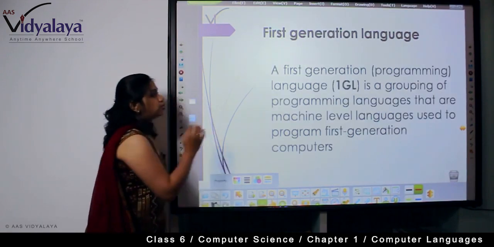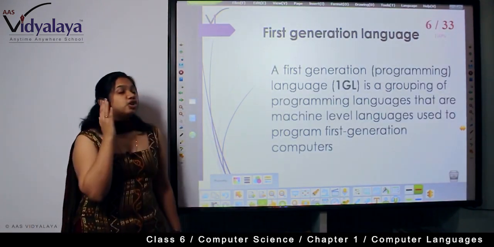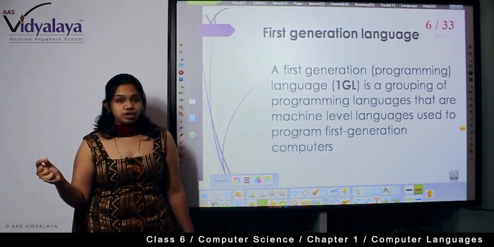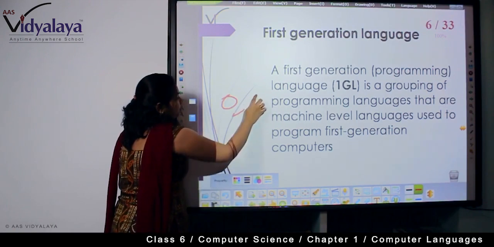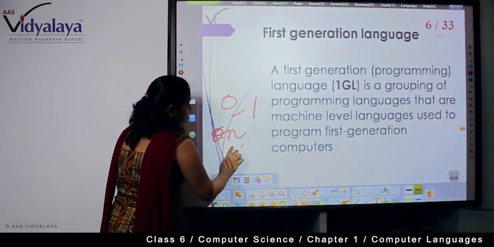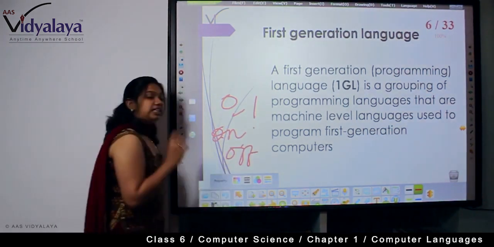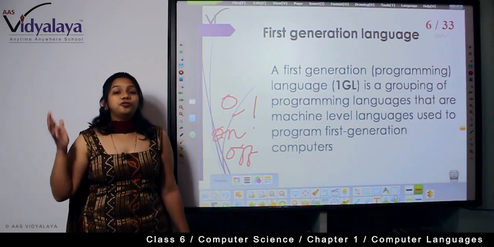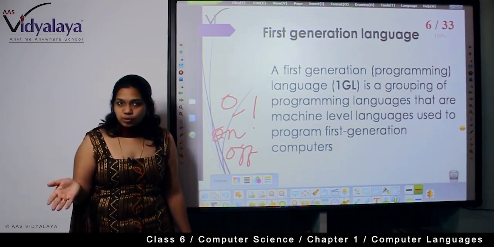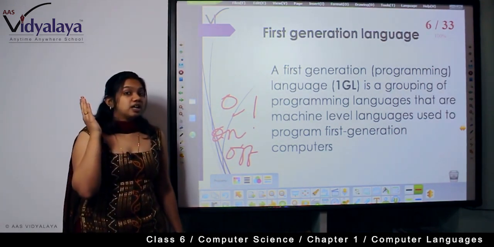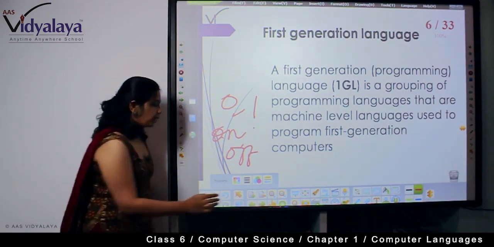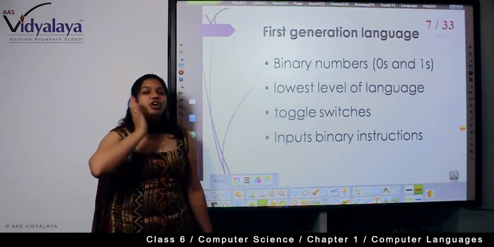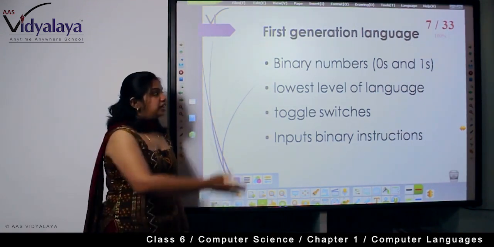Okay, so what else do we know about the language? They are groupings of programming instructions. That means every machine level instruction, that is zeros and ones, switch on, switch off, all these are instructions. So when you group all of them, they become a first generation programming language, or you call them machine level language. Alright, so the first generation language will consist of these things.